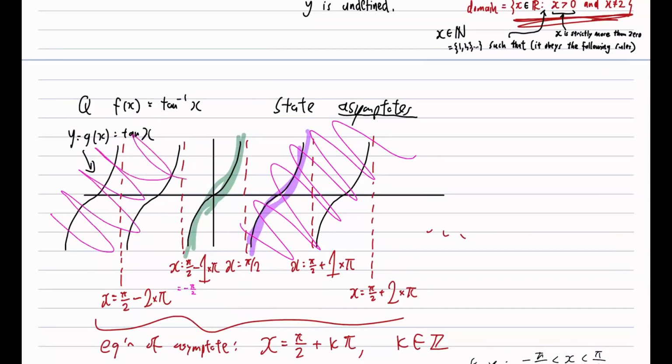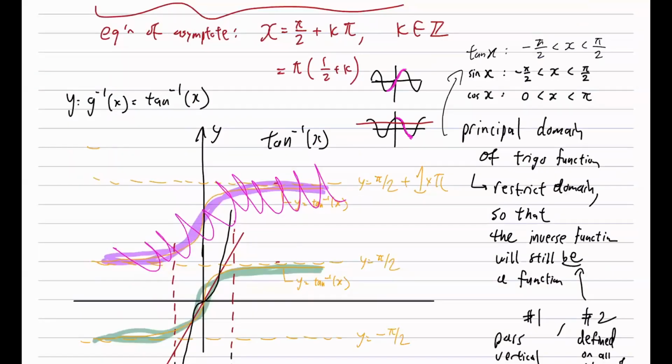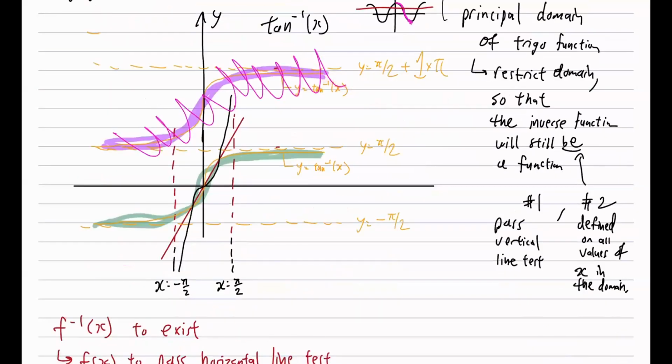No. The question is asking, state the equation of all asymptotes of the following function, f of x equals tangent inverse of x. So I shouldn't be looking at this guy. I should be looking at that guy, this guy. So what are my asymptotes? It's already on the graph. y equals pi over 2. y equals negative pi over 2. Yes, correct. Okay, that's it. Pi over 2, negative pi over 2.